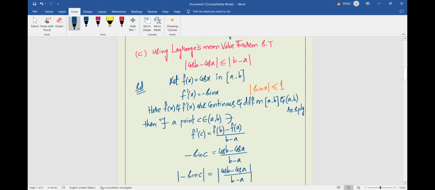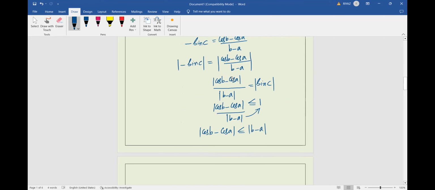That is our solution of the second bit. हाँ देखिए, प्रूफ हो गया. सेकंड बिट लेस देन और इक्वल टू b माइनस a. ठीक है ना.